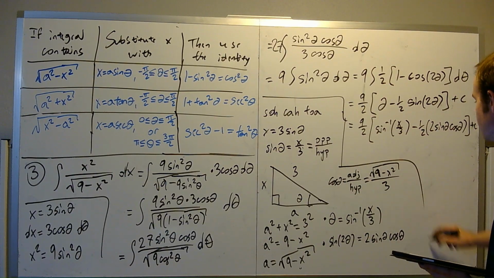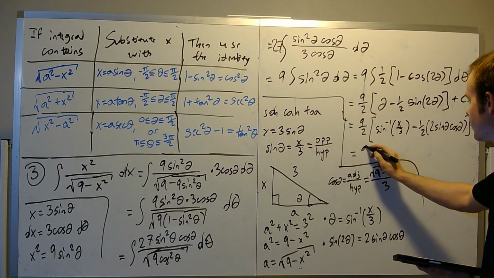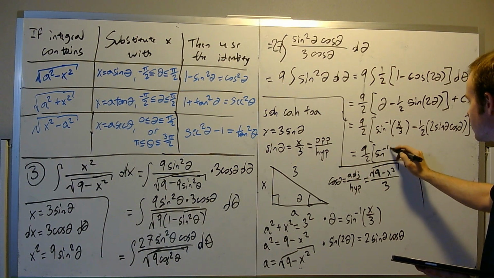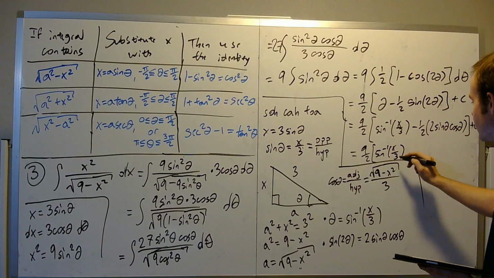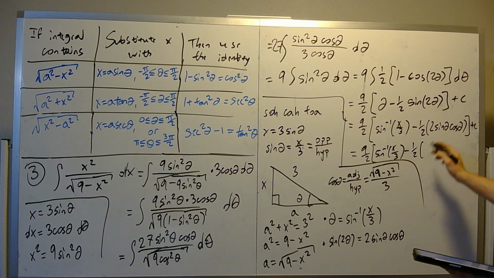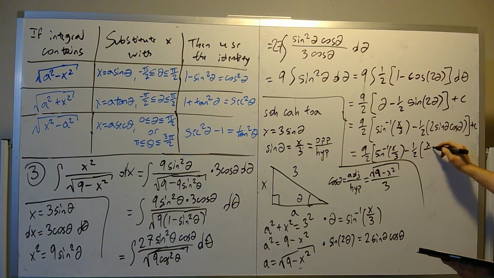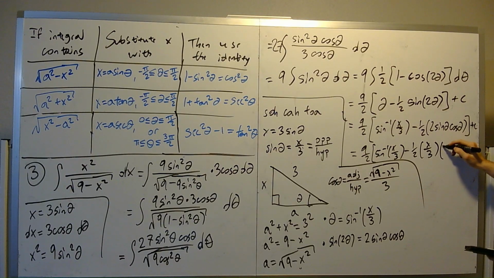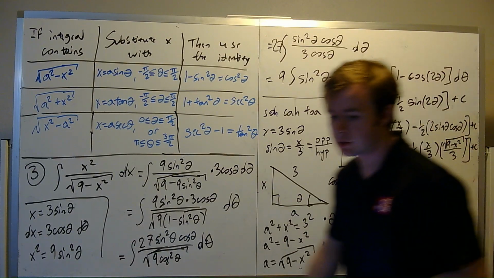And then now we can just solve for our integral. So our integral is 9/2 times the sine inverse of x over 3 minus 1/2 of, we said that sine theta was x over 3, and we said that the cosine theta was this fraction, the square root of 9 minus x squared over 3, plus c. And that would be our final answer.